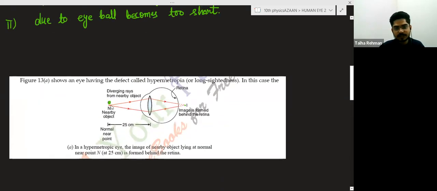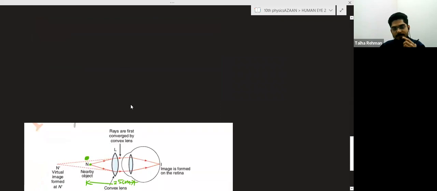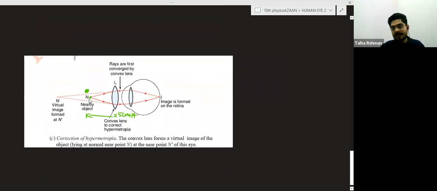Earlier, you placed the object at the near point, and the image was forming behind the retina. But this time, you have placed the object at the near point, and also you have placed a converging lens or convex lens here. So what will happen? This is the nearby object, and from the nearby object, what type of rays are there? Diverging rays are there. Now, due to this lens, these are the diverging rays you can see here.